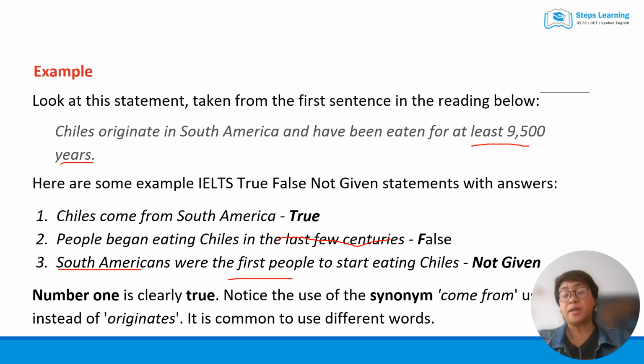So don't make assumptions. Don't base your answers on assumptions. So it's possible, since chiles originate in South America, that South Americans were the first people, but we don't know for sure. So that's why we write not given.